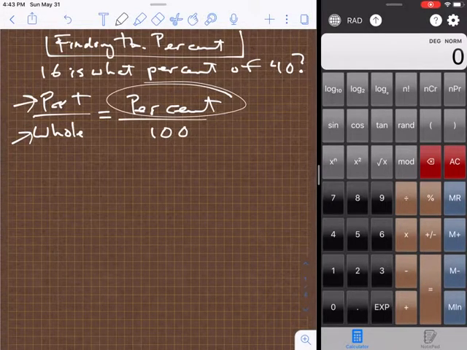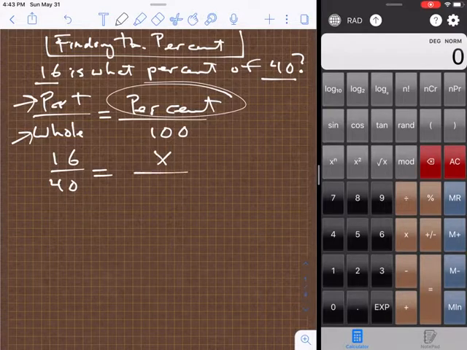All right, so when you set these up, 16 is what percent of 40? So usually they're giving you the part and they're giving you the whole. So they're giving you one whole side of it. And then they're saying, what's the percent? Well, what's the percent would be X. So it'd be 40. So there's a few different ways you can do these.